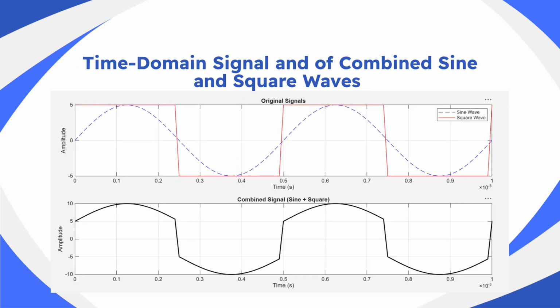Slide 8. Combined signal in time domain. This slide shows the time domain representation of the combined signal. The upper graph displays the original sine wave and square wave. The lower graph shows the resulting signal after addition. We can observe that the combined waveform is no longer a pure sinusoid. The square wave introduced sharp transitions and sudden changes in amplitude, causing the waveform to appear more distorted. This illustrates the principle of superposition, where multiple signals are added together.